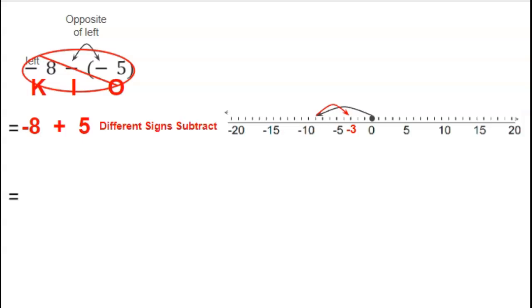So negative 8 plus 5, we have different signs, subtract. So we're going to subtract our absolute values, 8 minus 5. And 8 minus 5 gives us 3. But we're not finished. That's our absolute values. We keep the sign of the larger. And remember that this is the larger absolute value, which is 8, and its original sign was negative, so our answer is negative 3.